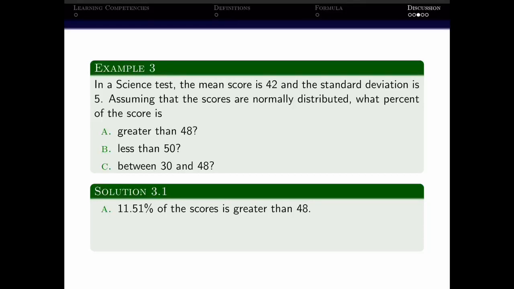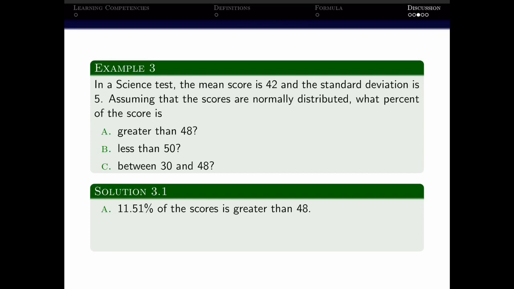Alright, let's have another example. In a science test, the mean score is 42 and the standard deviation is 5. Assuming that the scores are normally distributed, what percent of the scores are A, greater than 48, B, less than 50, C, between 30 and 48?